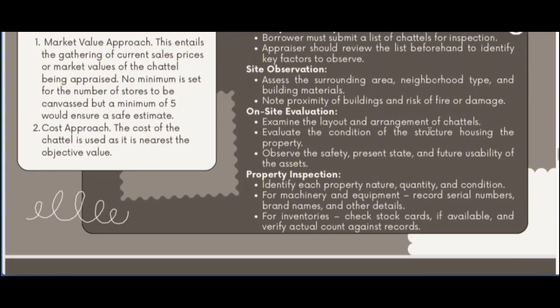The last one will be property inspection. They identify each property's nature, quantity, and condition. For each item or part of the property, they note its nature, quality, and condition. For machinery and equipment, record serial numbers, brand names, and other details. They record specific details like serial number, brand names, and other identifying information.